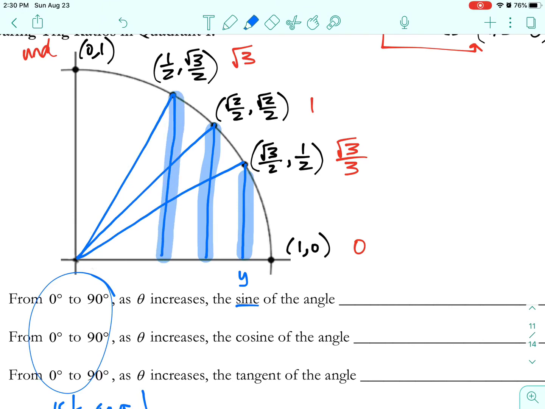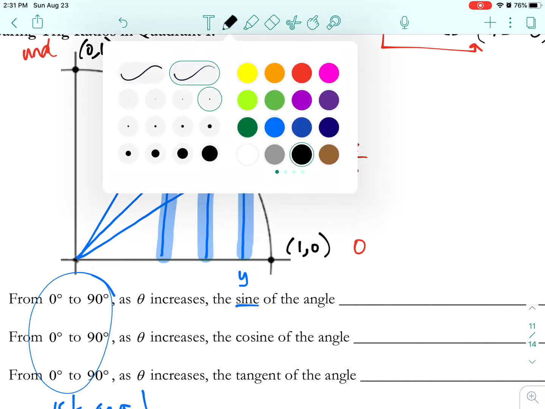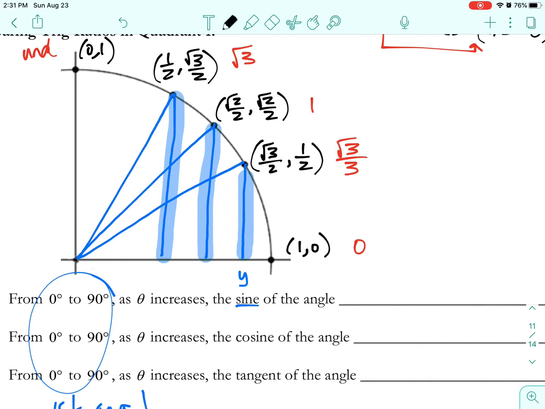Do you see how as the angle theta increases in this direction on the unit circle, it goes from 0 to 90 degrees? Do you see how the y value is actually getting bigger also for the triangle? So anywhere you draw a triangle in this first quadrant, the closer you are to 90 degrees, the longer your y value is. And remember that the y value goes with the sine in trigonometry. So in this case, I'm going to fill in this blank from 0 to 90. As theta increases, the y value also increases.